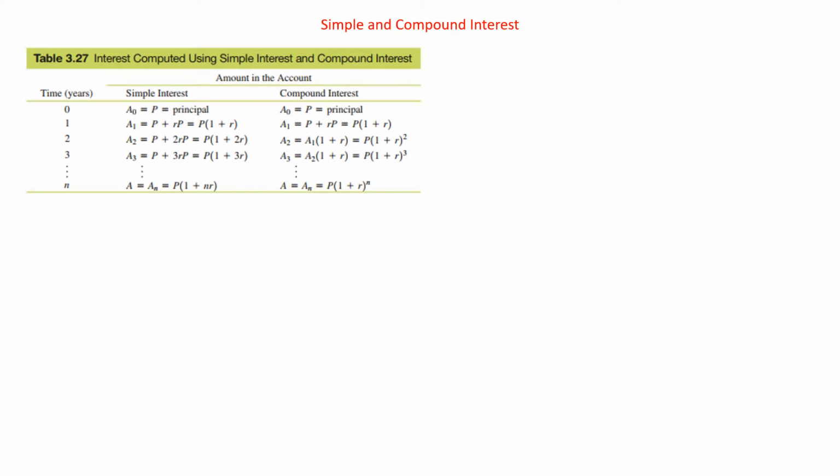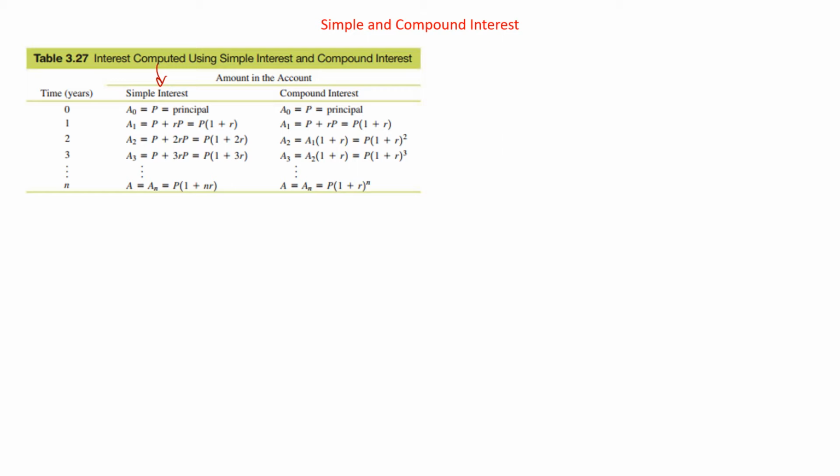So the first thing we're going to look at is simple interest and compound interest. And we're going to look at the similarities and mostly the differences. So for simple interest, in this column right here, every year we're going to add our interest. So we start out with our principal. That's what we start out with.